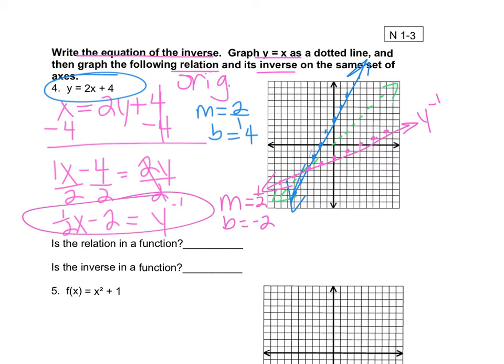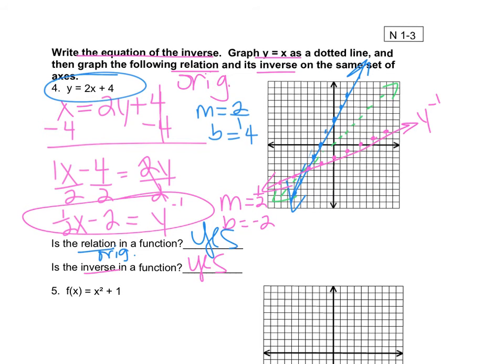Okay, so now we are determining if the relation and inverse is a function. Remember, we talked about this yesterday. A function, all of your x's have to be different, and then we can use a vertical line test in order to determine if they are functions on the graph. So relation, remember, is the original, which is the blue one. So yes, that would be a function. None of your x's repeat. And then your inverse, which is the pink one, that's also a function. Notice they're both linear. Anytime you have a linear equation, if there's a slope, then you will always be a function.